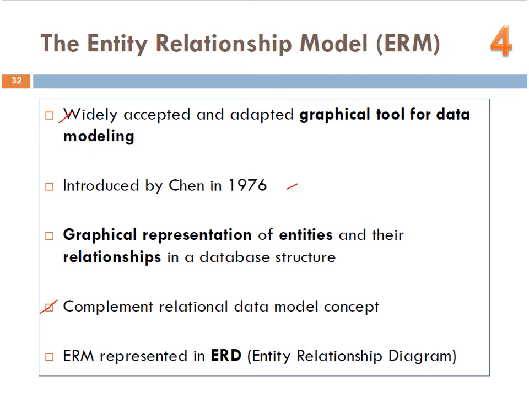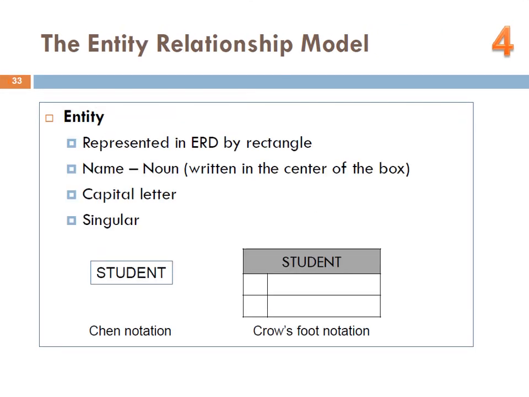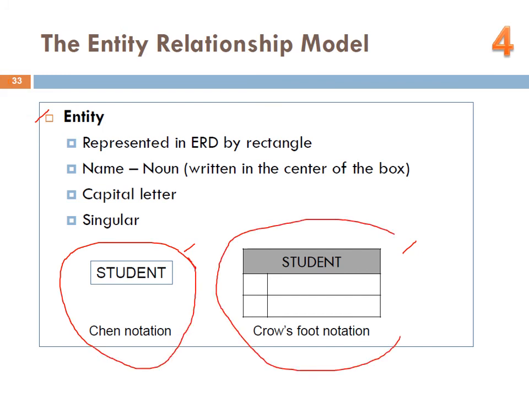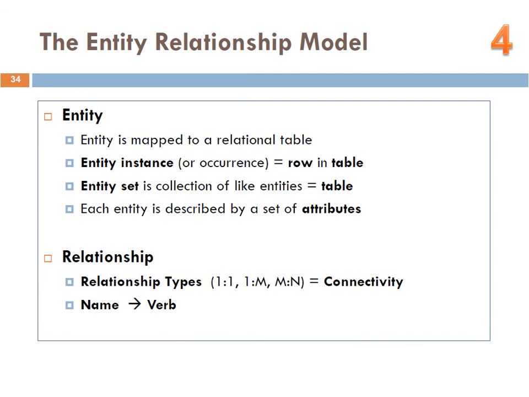It is represented in an entity relationship diagram, which uses graphical representations to model database components. In the ERM model, an entity is represented in the ERD by a rectangle. This example shows a student entity with different entity relationship notations: this one is Chen notation, and this one is Crow's Foot notation. Okay, this is how you read the ERM model.